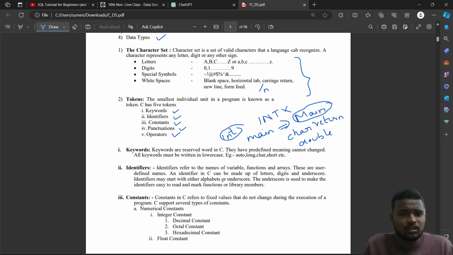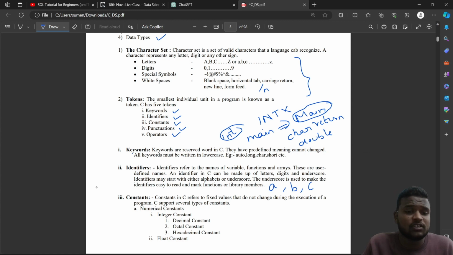The underscore is used to make the identifier easy to read and to mark the functions or library members. So what does it mean? It is nothing but a variable which is used to identify something. It would be easy to understand with an example. If you write A, it is a variable and also an identifier. B is also an identifier. C is also an identifier, and there are some rules to write an identifier.